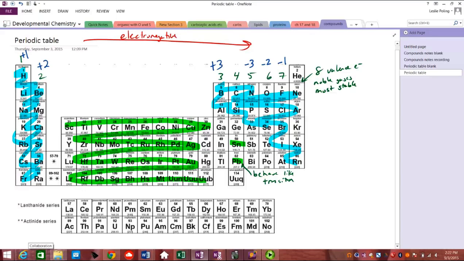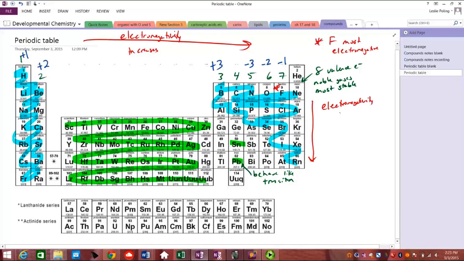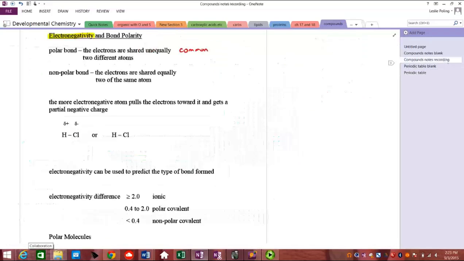Now, if we look at the periodic table, which I know this is getting to be a mess here, electronegativity increases when we go this way. Fluorine right there is the most electronegative element. So as we move down away from fluorine, electronegativity decreases. So basically fluorine is the electron hog.